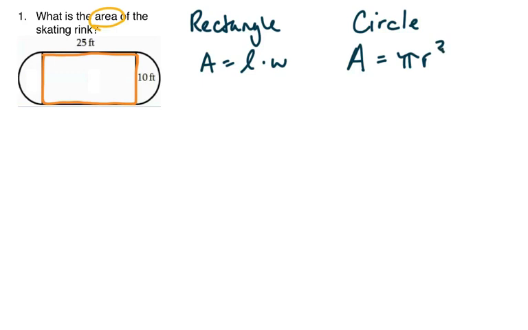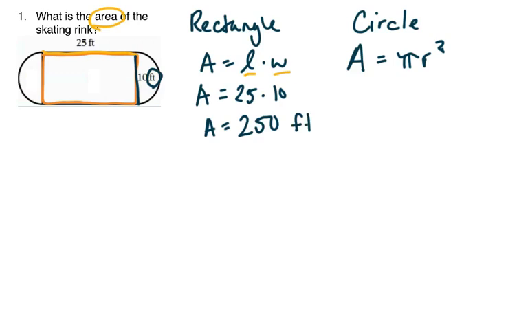So now that I have my two shapes, I need to figure out my dimensions. Length and width for my rectangle. Well, I have this. That's going to be my length, so I can plug in 25 for length. My width is going to be this, and we know that's labeled as 10. So my area for this rectangle is going to be 25 times 10, which would be 250. And my units are feet. We know it's area, so it's actually square feet. That one was pretty easy.